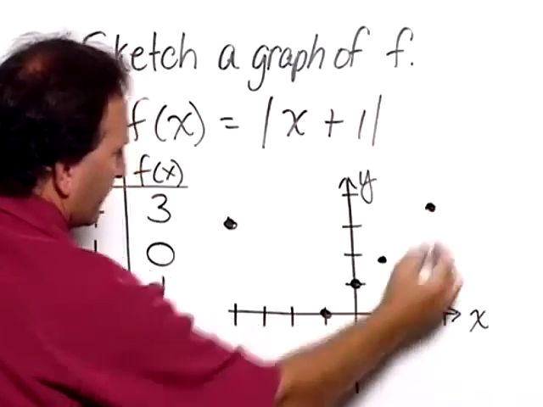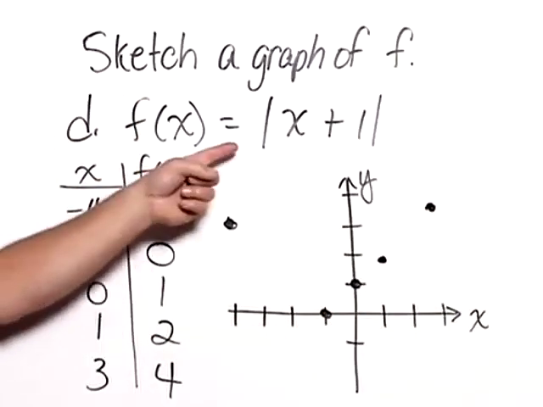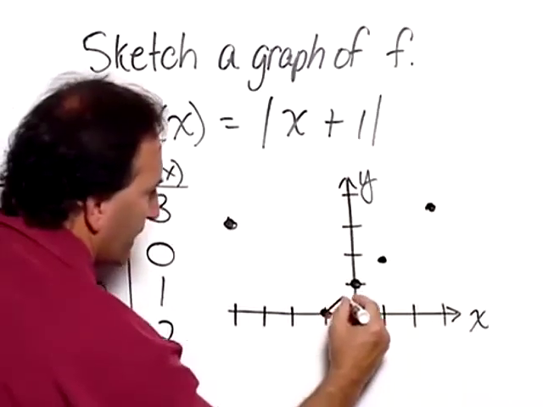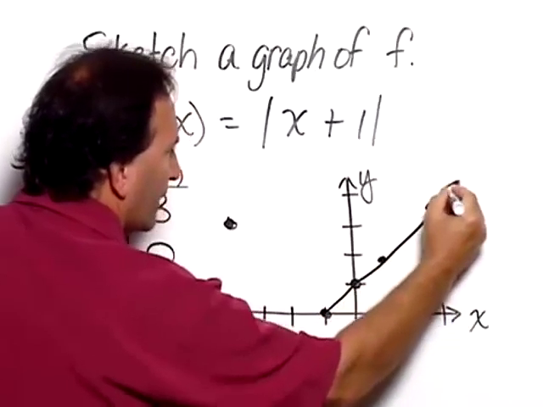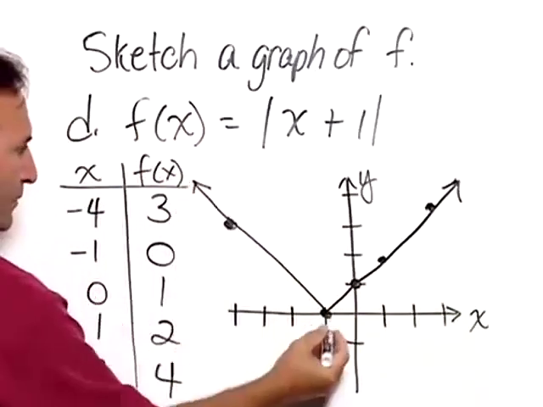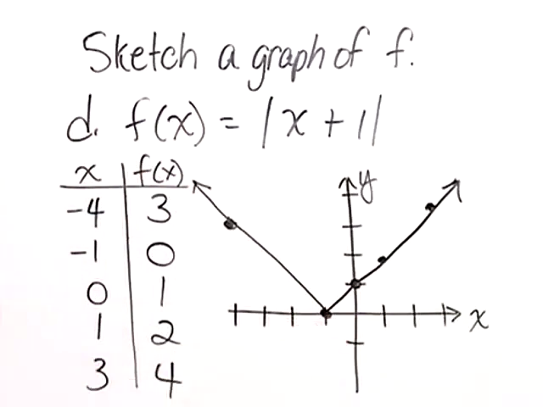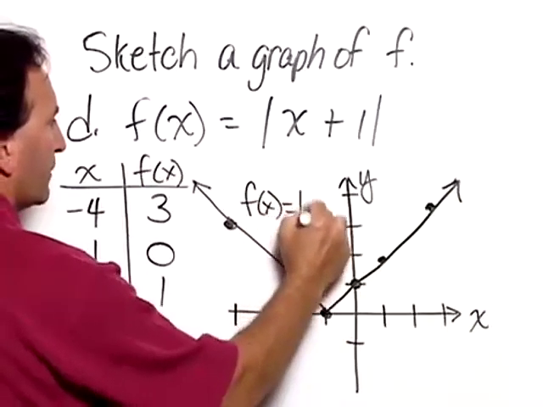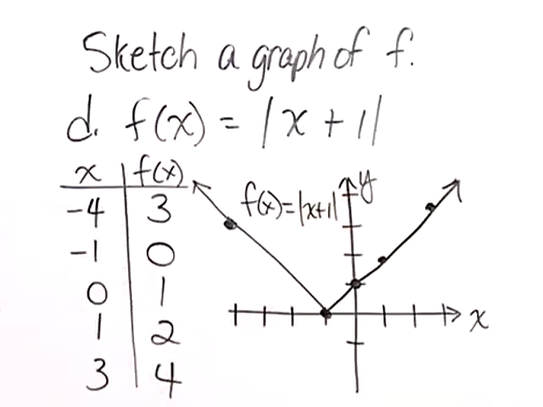approximately there. And so remember, the shape of an absolute value is V-shaped, so you can see that what we have going on is our V with the turning point at negative 1 comma 0. And this is f of x equals the absolute value of x plus 1.